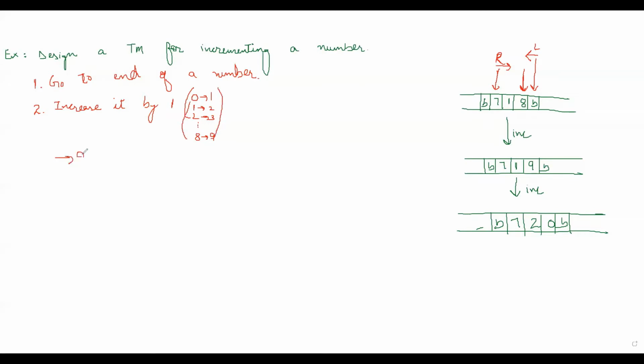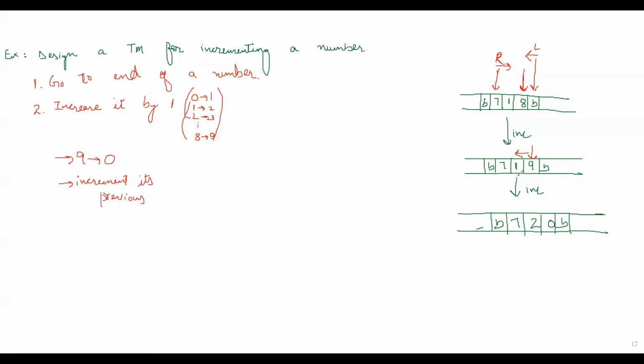so if it is 9, what should we do? We should make it 0, and increment its previous one. For example, here it was 9, so we make it 0 and increment its previous one. What was the previous one? 1. Make it 2. So increment its previous. What is the meaning of increment? If it is 0, replace with 1. If it is 1, replace with 2. If it is 2, replace with 3.